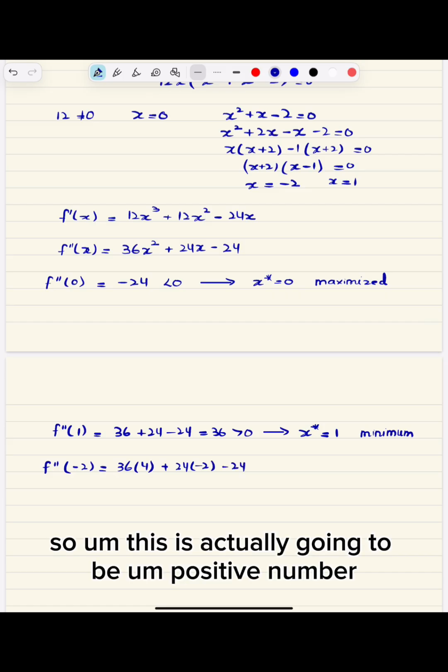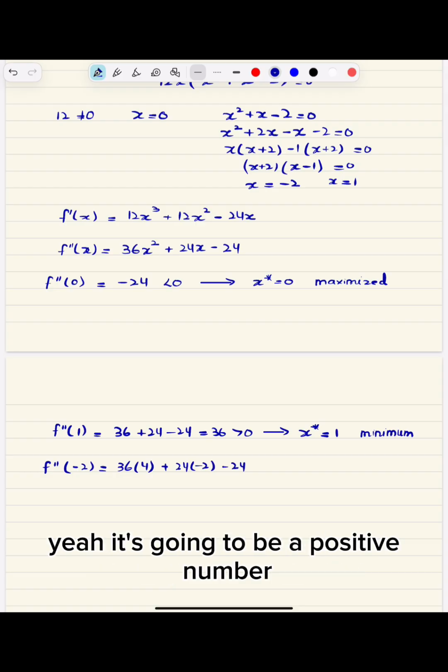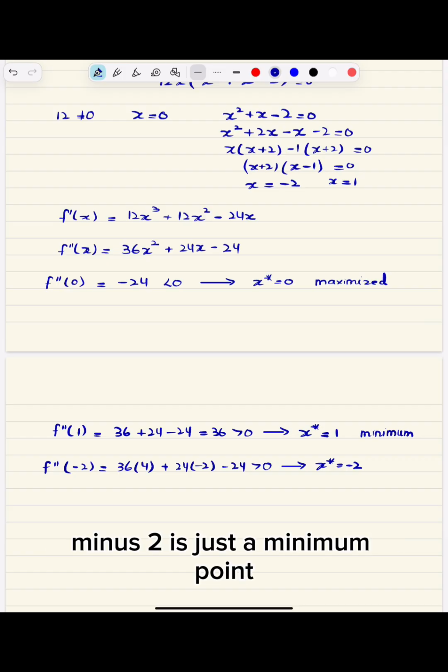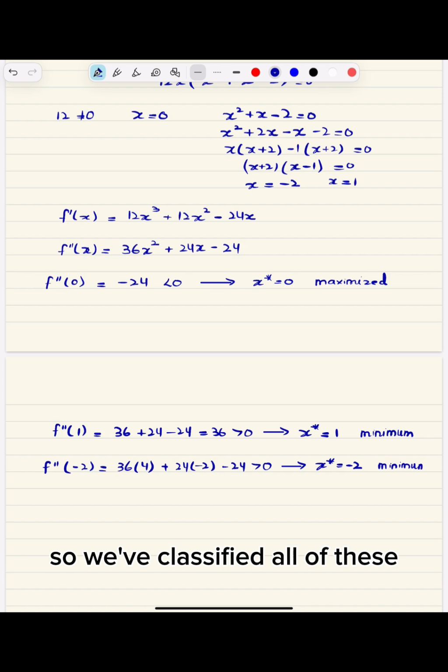So this is actually going to be a positive number. Yeah, it's going to be a positive number. Therefore x star equals a minus 2 is just a minimum point. So we've classified all of these.